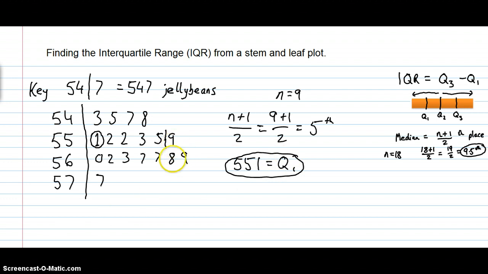And since there's 9 pieces of data above the median, then we're also going to be looking for the 5th place. The equation will be the same, the place will be the same for the upper half of the data. So 1, 2, 3, 4, 5. This is the median of the upper half of the data. 567 is Q3.